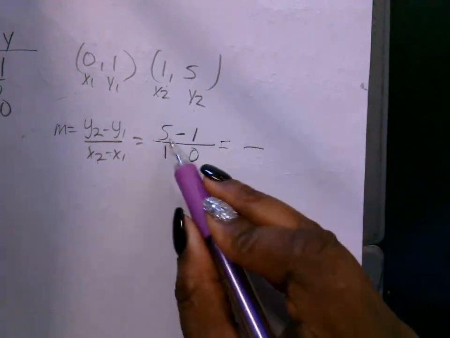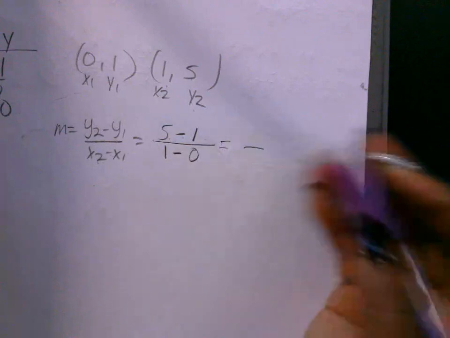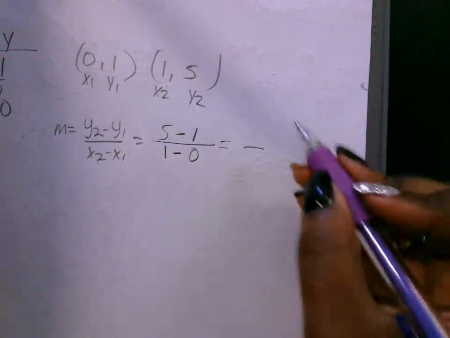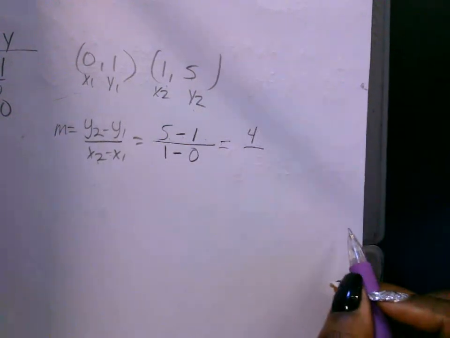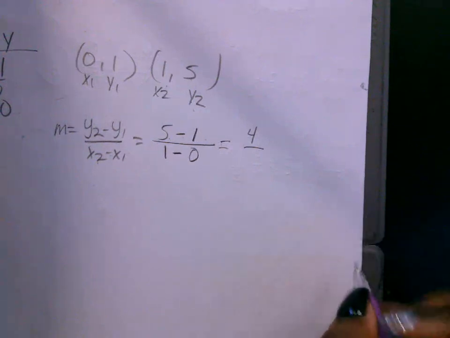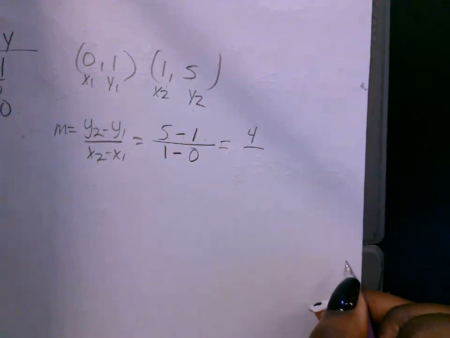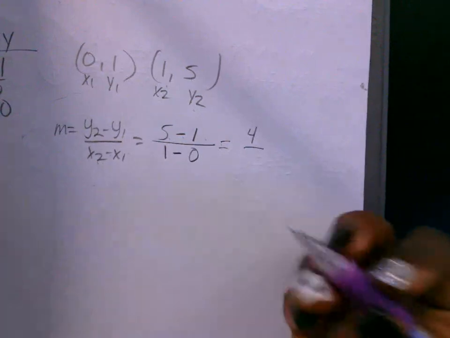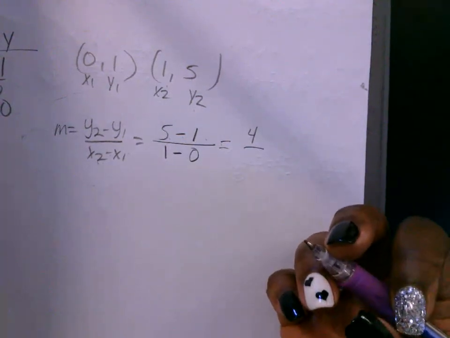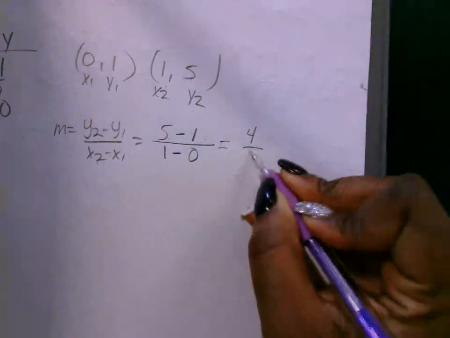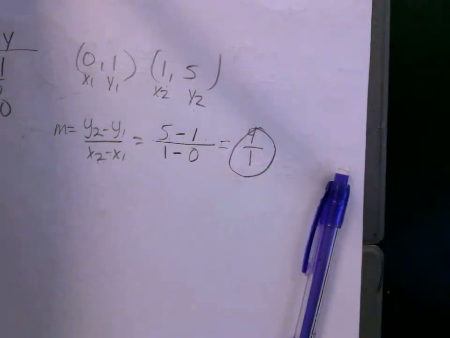What is 5 minus 1? 4. Okay. What are we going to get on the bottom? 1 minus 0. The answer there is going to be 4. That's aggravating. Come on now. Pay attention. You know what 1 minus 0 is. Cut it out. All right. Any questions about how to find the slope?